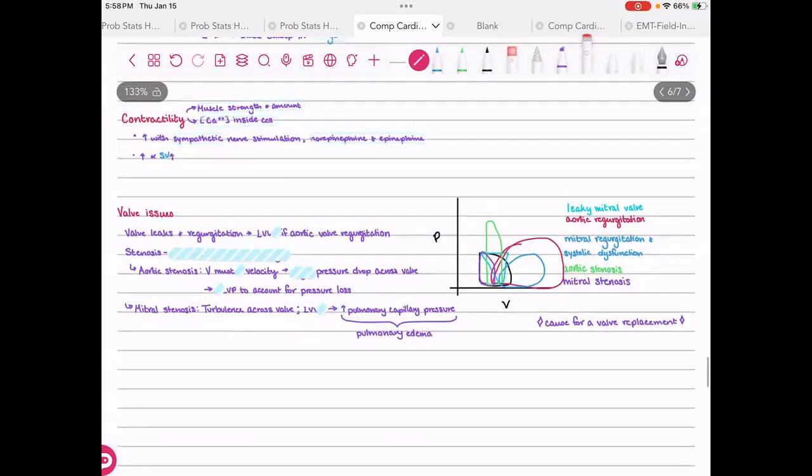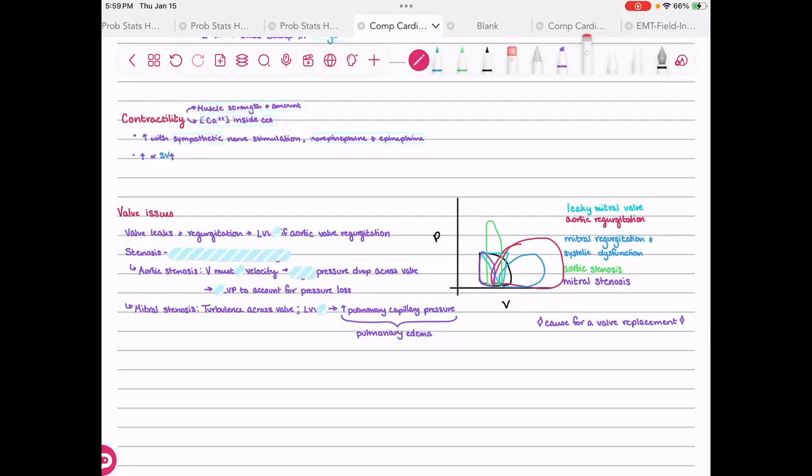And I want to give you a heads up because this looks complicated: I studied this for my exam and it didn't come up on the exam. So I know there are a lot of different loops over here. Don't stress out too much about knowing them. They're just really cool to see. So if you have valve leaks and regurgitation, the left ventricular volume is going to increase if it's an aortic valve.